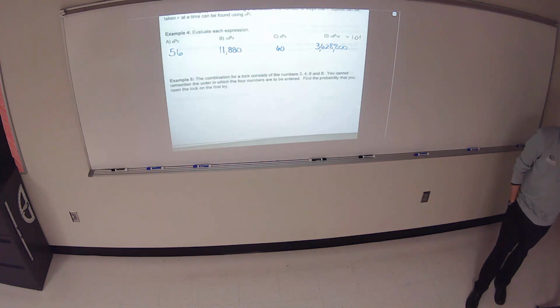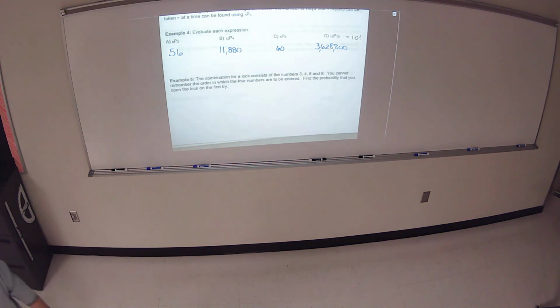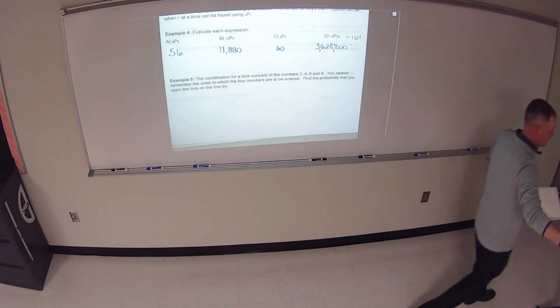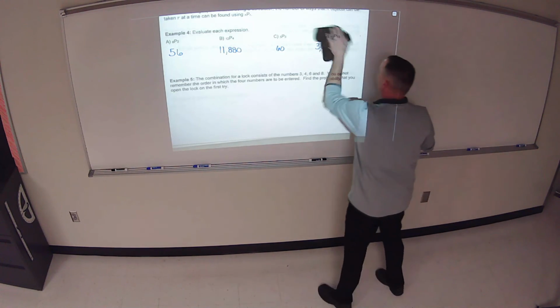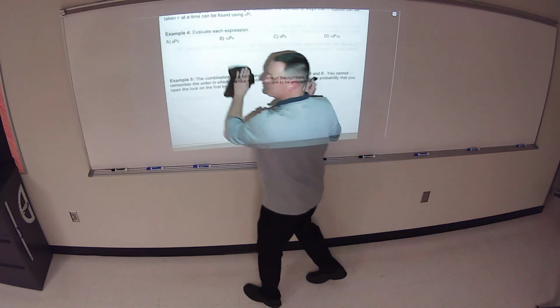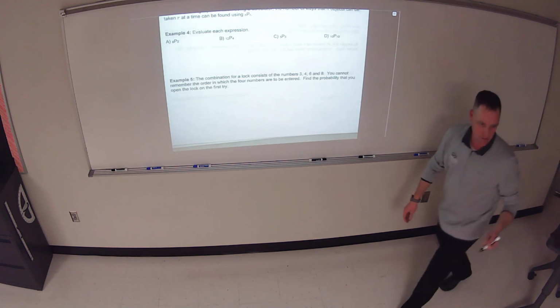Alright, finally, told you we're going to bring this all back to probability. The combination for a lock consists of the numbers 3, 4, 6, and 8. You cannot remember the order in which the 4 numbers are entered. What is the probability that you are going to successfully unlock the lock on your first try? What do I need for probability? I do need the total, and I also need the number of favorable outcomes. In this problem here, how many favorable outcomes are there? There's only one. Only one combo is going to get you in there. But how many possibilities are there? That's what we have to figure out.